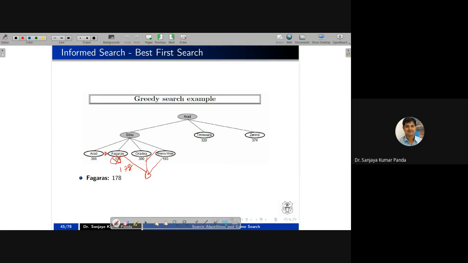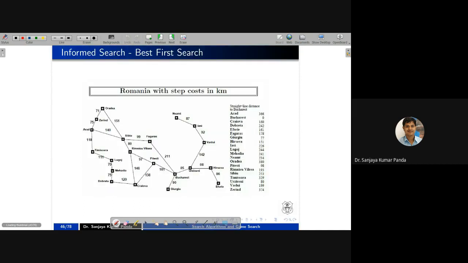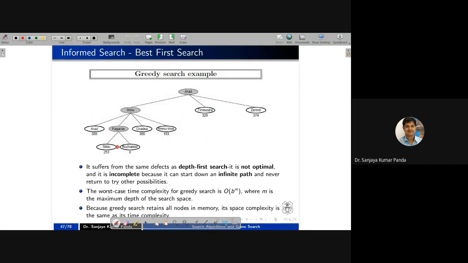Right? So once you found this one, which one is minimum? The minimum is F only. So I am expanding F. If you expand F, what are the cities you will get? You will get S as well as B. Right? You got S and B. Then from S to B, what is the distance? S to B, the distance is 253. And what is the distance from B to B? 0. One is 253, another is 0.